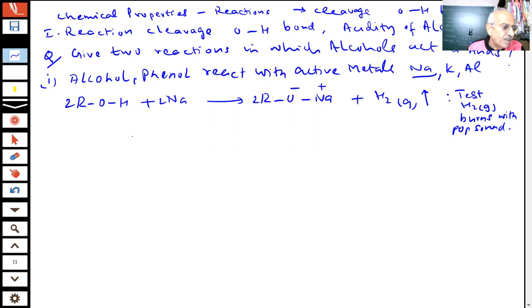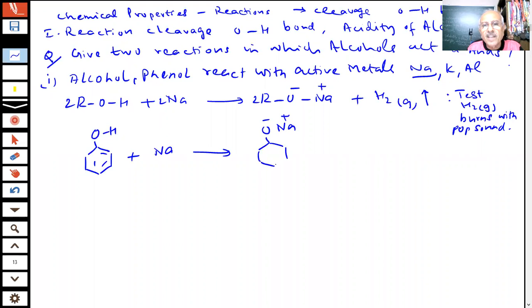For example, if I take phenol, this also has an OH which can be broken. I am talking of the cleavage of the OH bond, of acidity. If I add sodium to this, what are you going to get? ONa plus. This is called sodium phenoxide. Again, you will get hydrogen gas. React sodium with phenol and balance the reaction.